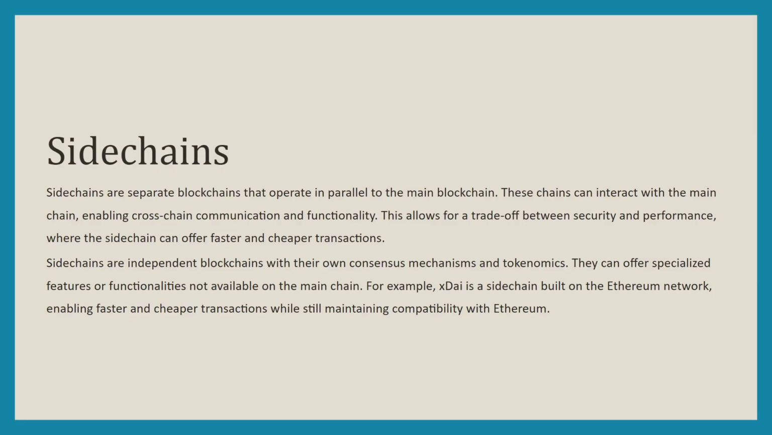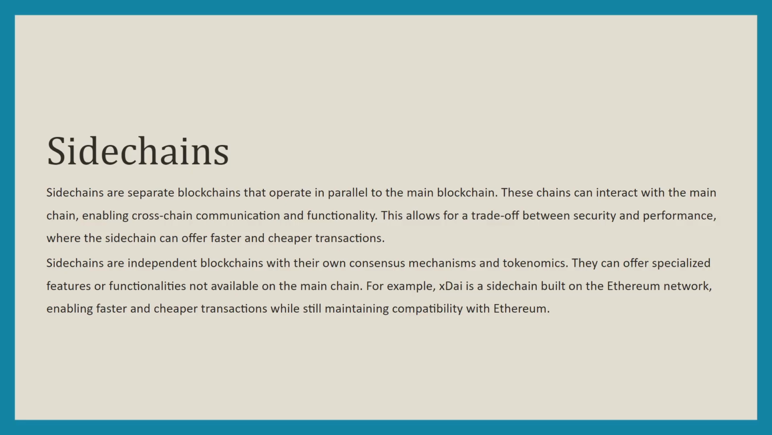Okay, so now let's talk about sidechains. Sidechains are separate blockchains that operate in parallel to the main blockchain. They can interact with the main blockchain, enabling cross-chain communication and functionality. This allows for a trade-off between security and performance, where the sidechain can offer faster and cheaper transactions.